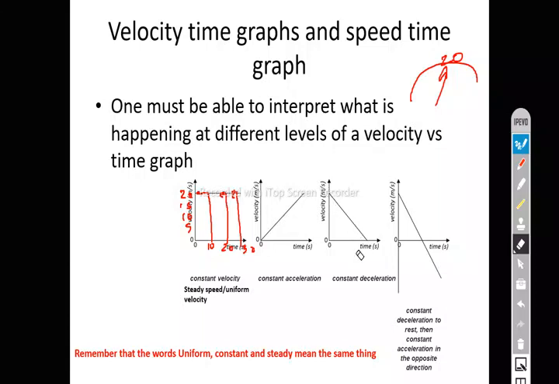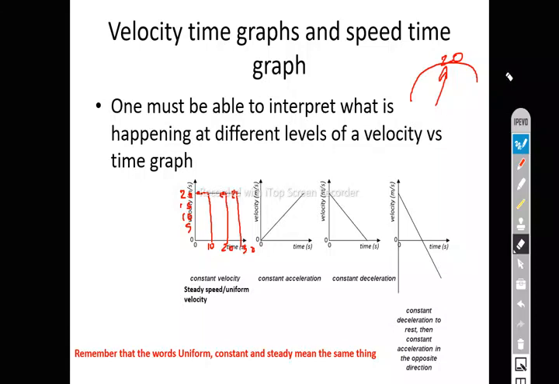Constant deceleration. So he is now slowing down every second by an equal amount. So he loses 4 meters per second in the first second, loses another 4 in the second, loses another 4 in the third second. Are we clear? You get that?